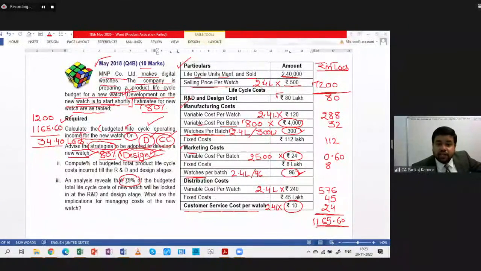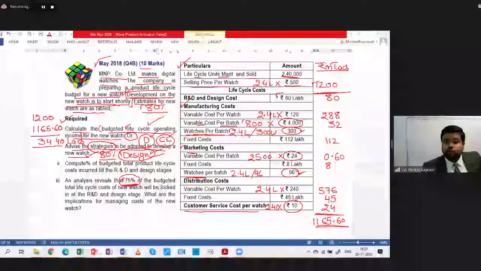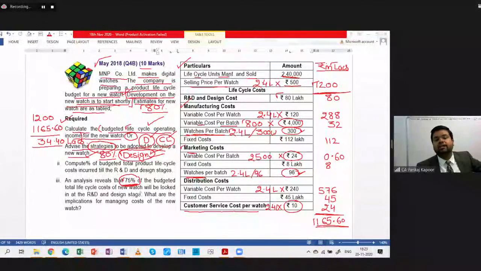The question itself is saying, analysis revealed that 75% of the budgeted total cost of the new watch will be locked at the R&D and design stage. And so we can't override this thing. And it may be possible that while designing the question, the person who designed the question did not give attention to this particular thing, that the cost must be settled accordingly. And Ravi Teja, learn one more thing, which is very important, and it is important for every other student too.